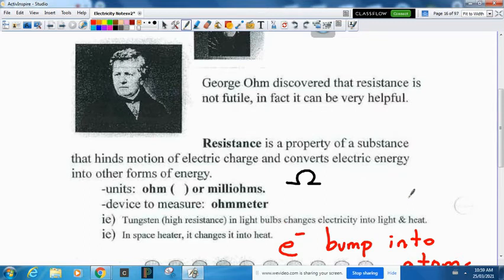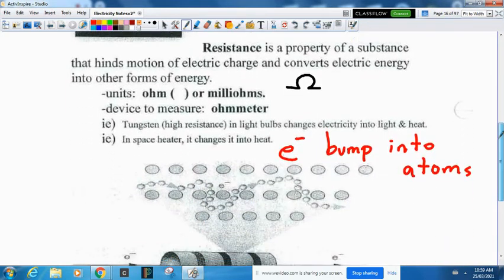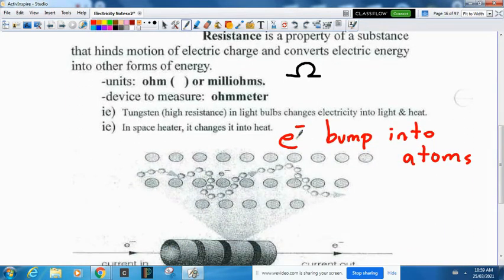Some things you should know that have high resistance: tungsten, that's in the light bulbs, the old swirly wire. They have very high resistance. Your space heater or your toaster or the top of your oven, you could see it has something with very high resistance, right? And the high resistance means it decreases current or voltage, and all that extra energy gets changed into heat. So think of resistance as kind of electrical friction.